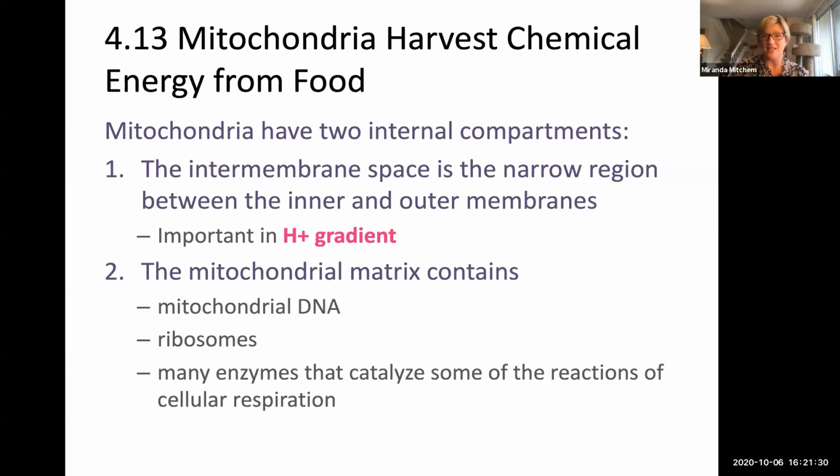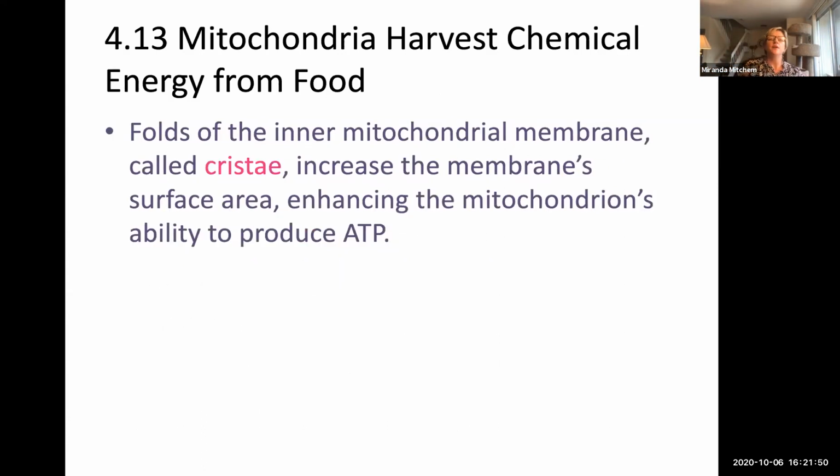It has many enzymes. Wow, it really sounds like the mitochondria is a pretty self-sufficient organism. It's actually much like a prokaryotic cell. It has what's needed to be a prokaryotic cell: DNA, ribosomes, and a membrane, plus the fluid. Okay, so the inner mitochondria membrane has folds in it, and those are called cristae.